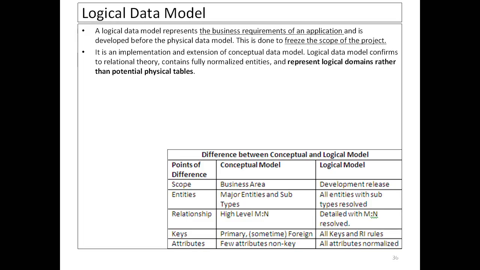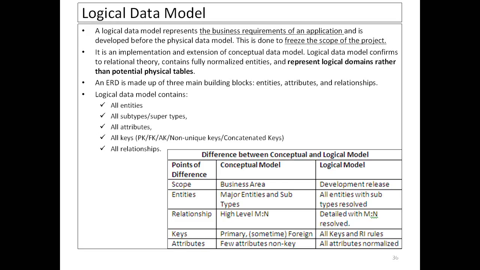The logical data model conforms to relational theory and contains fully normalized entities. It contains all the attributes, all the entities, all the relationships, all subtypes and supertypes, everything. It will have all the primary keys, foreign keys, and concatenated keys. An ERD is made up of three main blocks: entities, attributes, and relationships. Over here we can also see the difference between the conceptual and the logical data model.